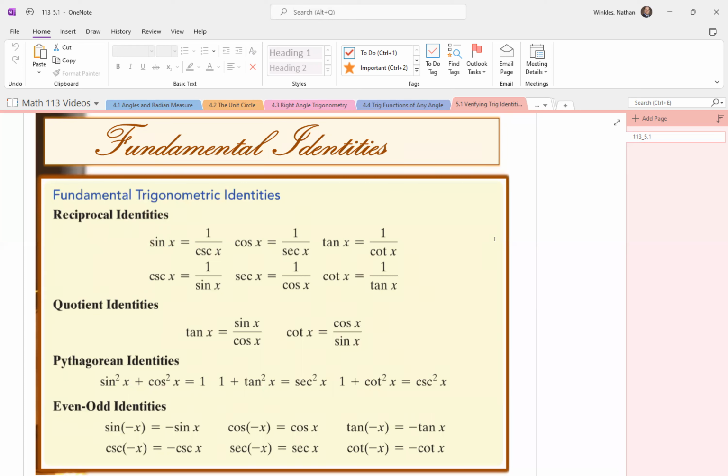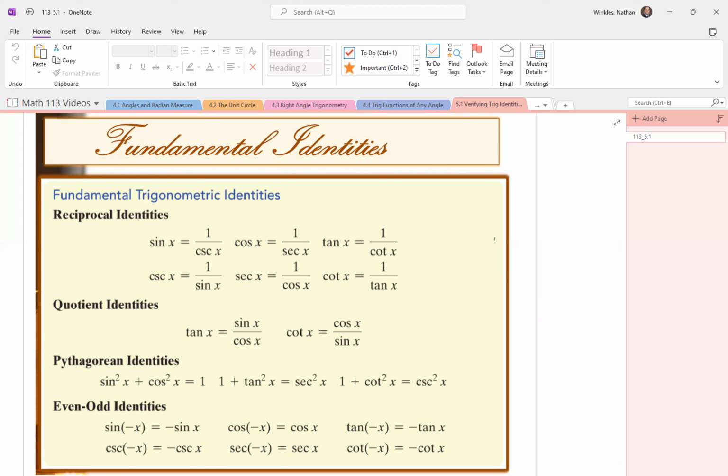The first set is our reciprocal identities. Sine of x is equal to 1 over cosecant, which means cosecant is equal to 1 over sine x. Cosine x equals 1 over secant x, or secant x equals 1 over cosine x. Tangent of x is equal to 1 over cotangent of x, or cotangent of x equals 1 over tangent of x. So we're just kind of flipping them there.